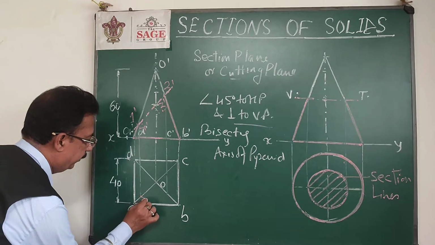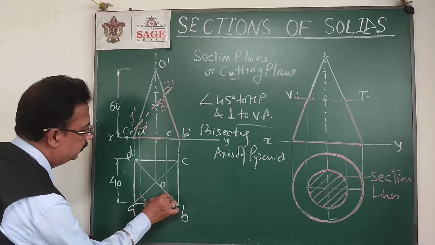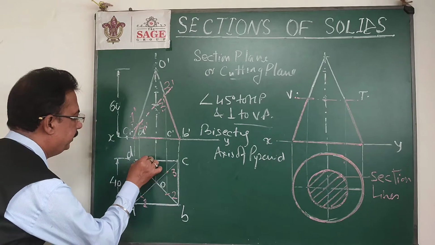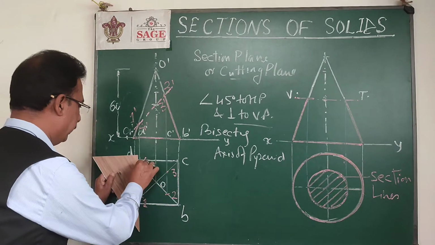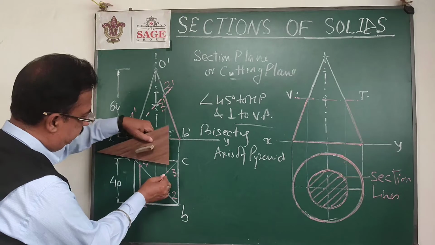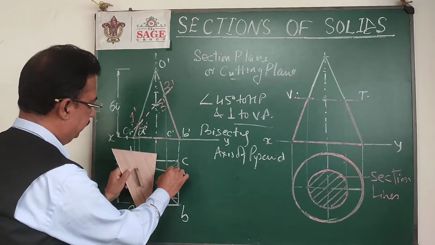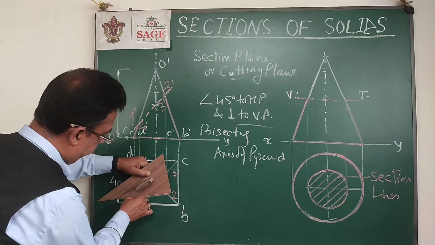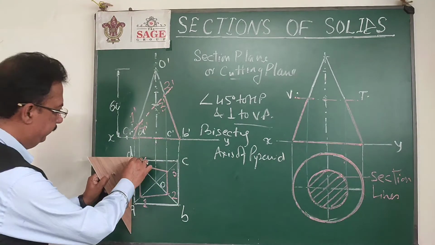This is point 1, this will be 2, this will be 3, and this will be 4. How can I join all these points by straight lines? As in the polyhedra, the joining will be with the help of straight lines. You can get the required figure.